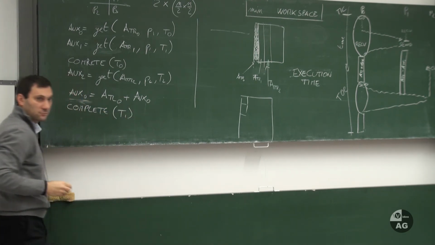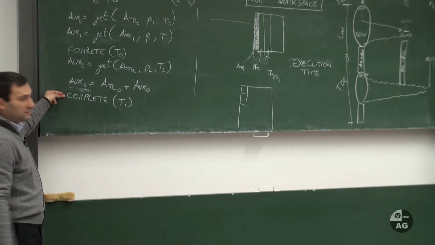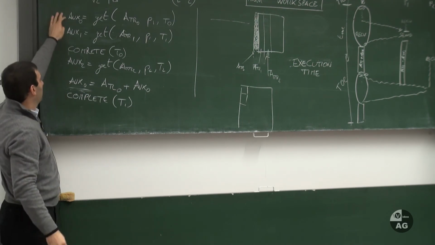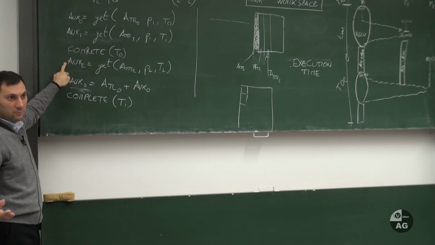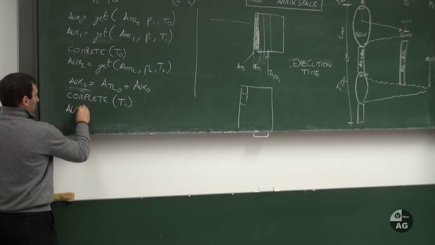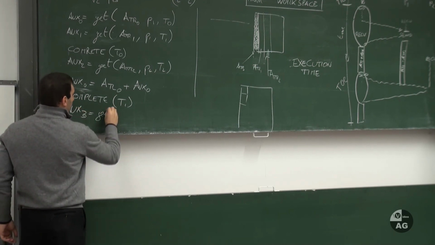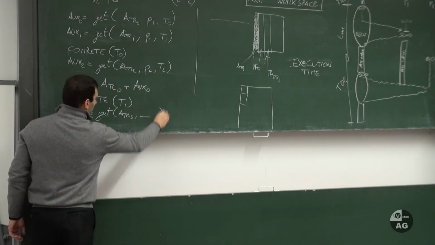So what we need to do now is complete T1. If T1 is completed, I know that A0 is done, A1 is done, A2 is the only communication that is working, so I can get another part: AUX 3. Get A top right 3, and so on.